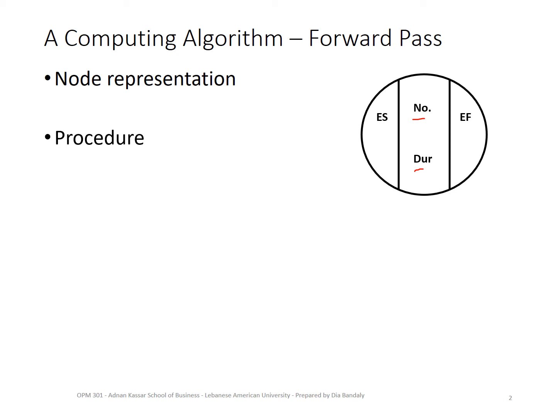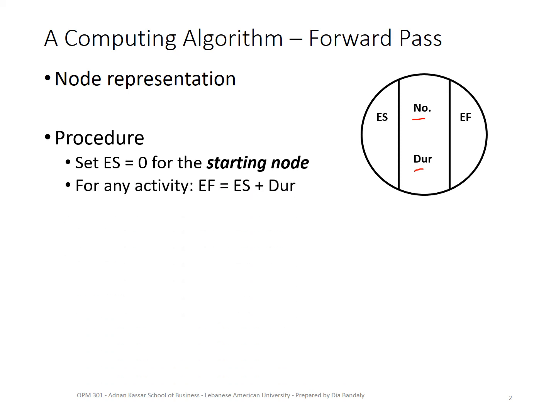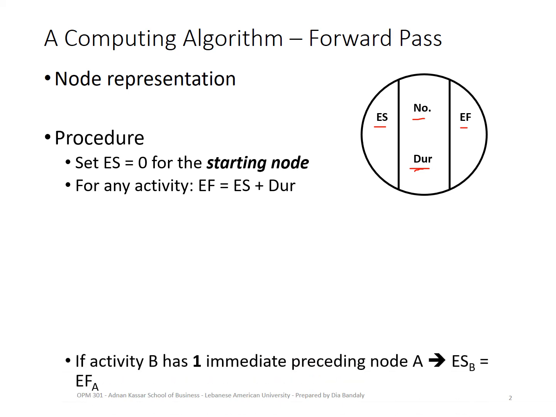Since we're starting the project now immediately, we set the early start of the first activity, the starting node, as equal to 0, right? So we're telling the project start immediately now. Now, for any activity, the early finish, as I mentioned before, will be equal to the early start plus the duration, right? So if we're starting now and this activity takes two days or 2 weeks, that means its early finish is 2 days or 2 weeks.